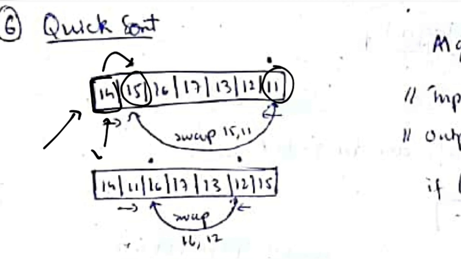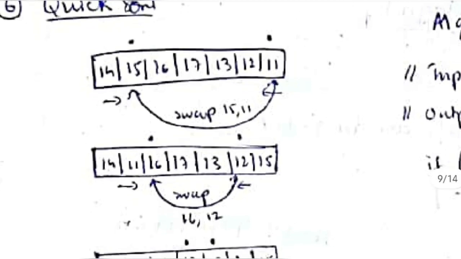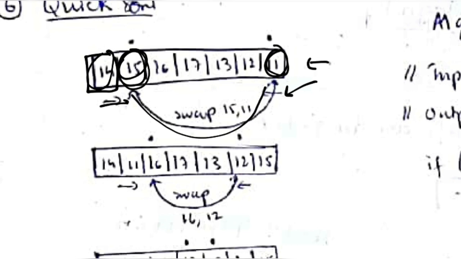So what we'll be doing in the first step is, we have to find the element which is greater than 14 after this position, which is 15 here. And from the last position we'll find the element which is less than 14, so we'll get in the first iteration only 11. When we get the element greater than 14 from the left and less than 14 from the right, we'll stop at both positions and swap those values. When we swap it, we'll get the values as 11 here and 15 here.